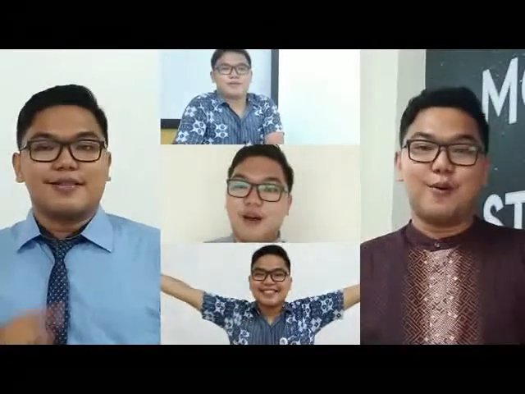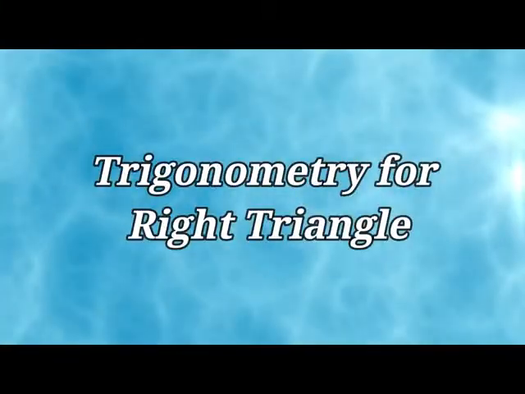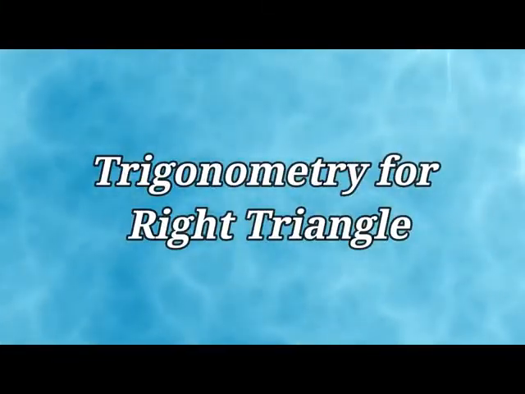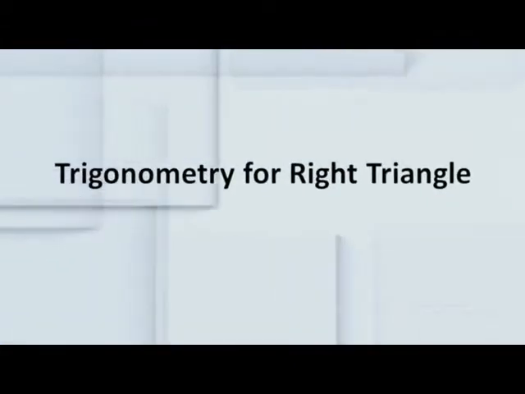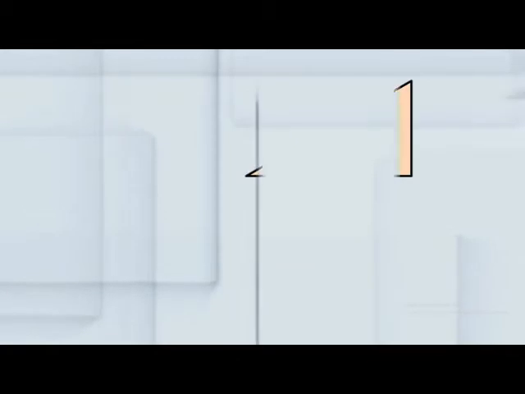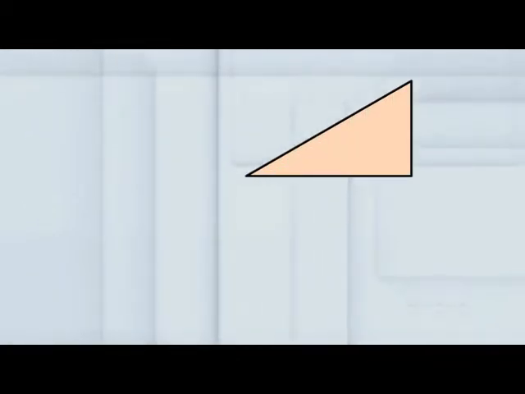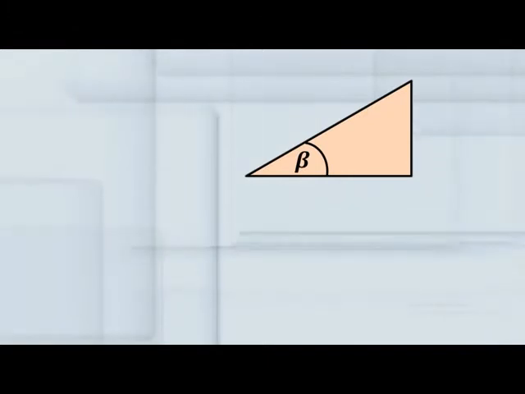In this video, we're going to learn about trigonometry for right triangle. Let's check this video out. Now, we're going to learn about trigonometry for right angle. This is right angle triangle, as you can see, and this angle is beta.